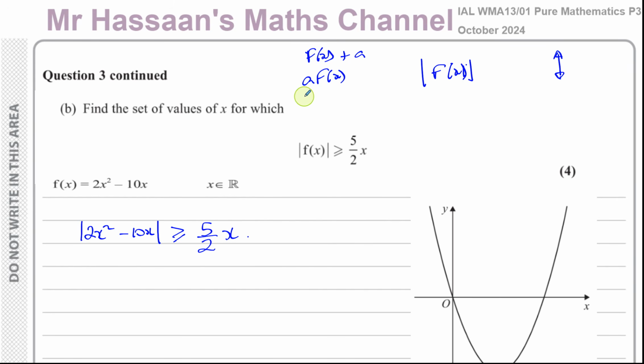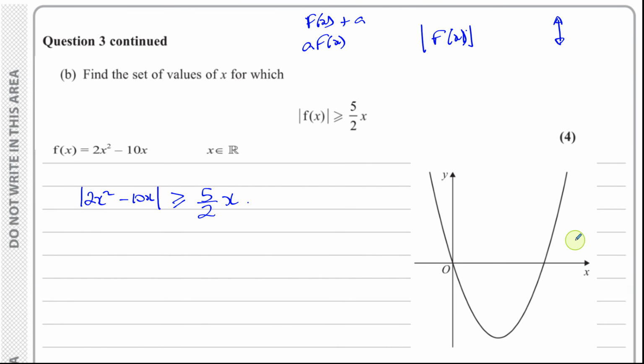Plus a means you go up by a. A times f of x means you multiply by a. Here, the whole function is affected by this modulus sign, so it's not like just the x part. Then it's going to be a vertical change. And what happens is anything below the x-axis is reflected in the x-axis and then is erased. Everything above the x-axis remains as it was.